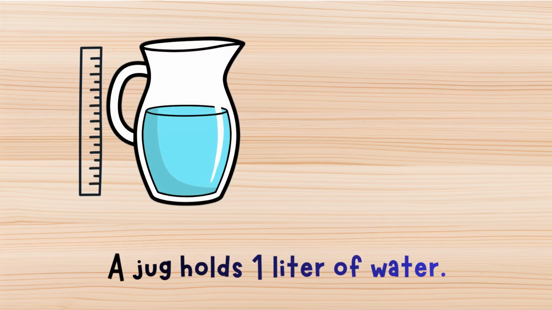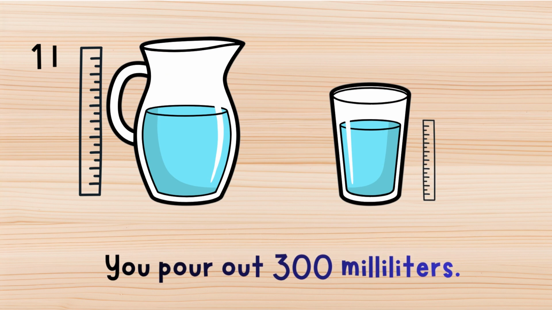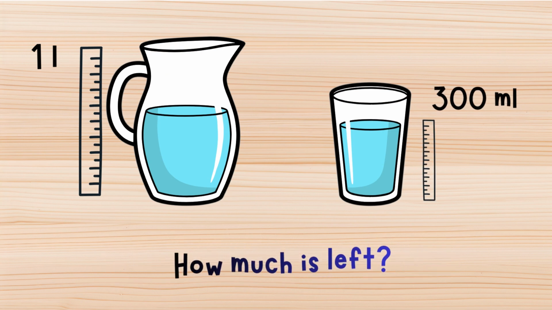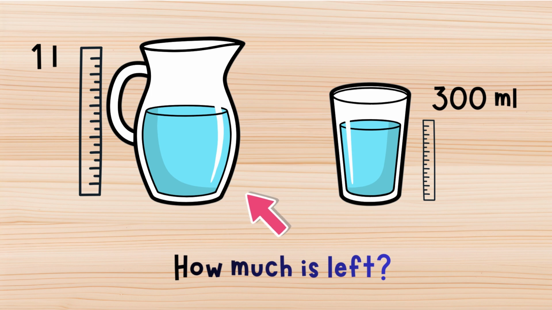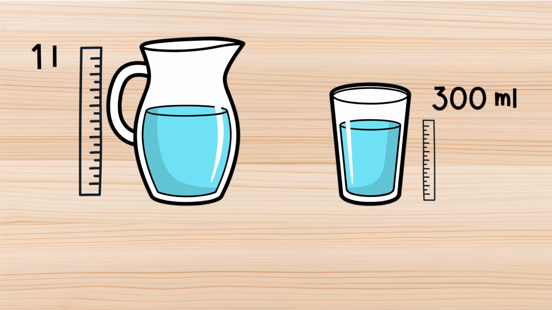A jug holds 1 liter of water. You pour out 300 milliliters. How much is left? 700 milliliters.